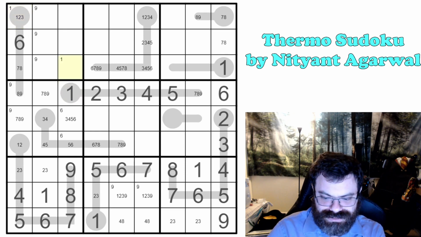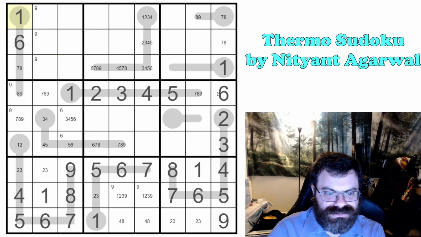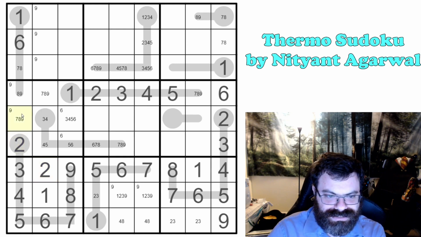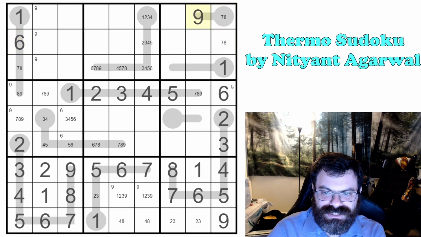This 1 here sees our corner mark, so this is the 1. So this is 2, 3, 2. That was a good deduction there. We got a lot. Pretty happy about that. The 7, 8 pair means this is 9. This is not 9.